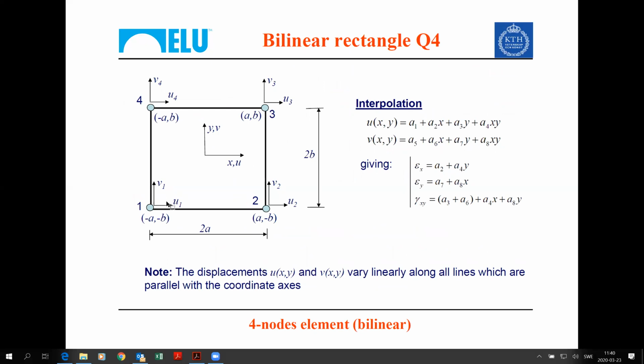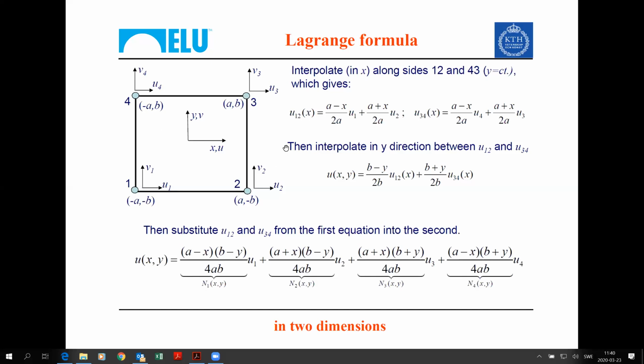So node 1 has coordinates minus a, minus b. This is a, minus b; a, b; minus a, b. If you interpolate u12 along line 1, 2, then you have u1 and u2, and you need to have a linear interpolation between u1 and u2 for any value on this line. Once we have established u12 and u34, what we can do is look at an interpolation in y direction and base this interpolation not on nodal values, but on edge values.